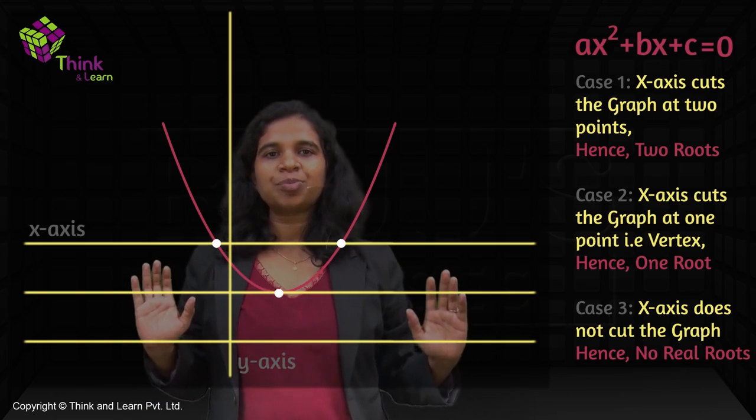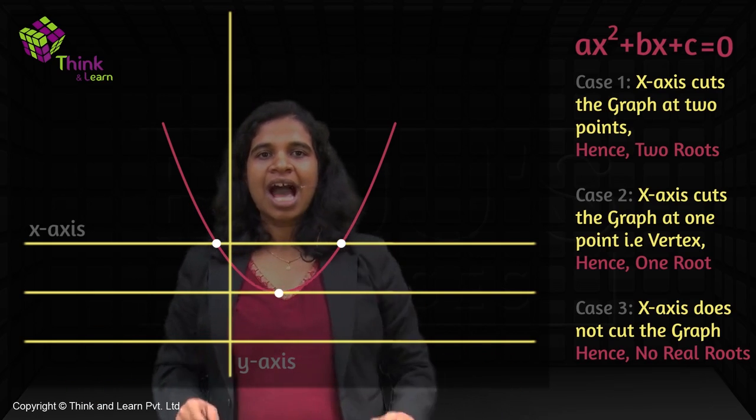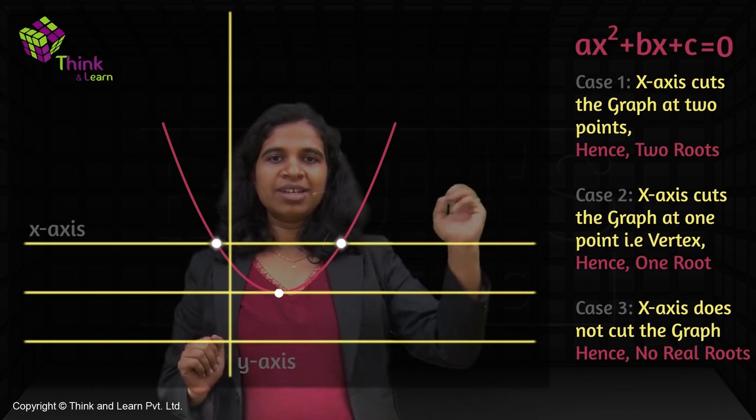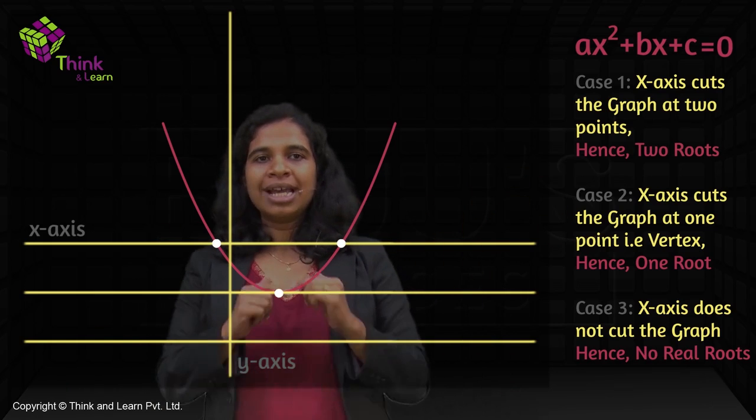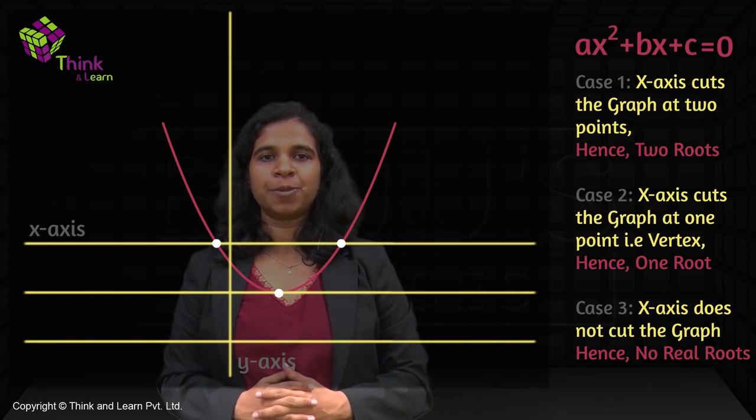So those are the only 3 cases possible. Can the x-axis be anywhere else? No, right? So those are the only 3 cases. Either it cuts at 2 points, when we say there are 2 roots or 2 zeros, exactly 1 point, so there's 1 root, no points, so no real roots.